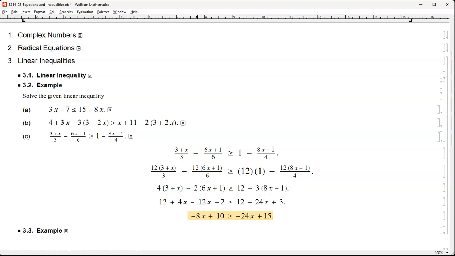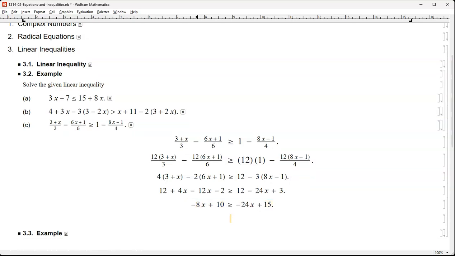Okay, here, flip this negative 24 to the other side, and then 10 to the other side, all the x terms on one side. So negative 8 plus 24. So what do you get? 6x. And then 15 minus 10, so 5. Is that what I'm getting? Never mind.